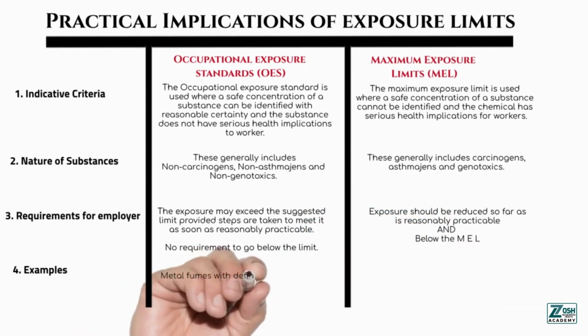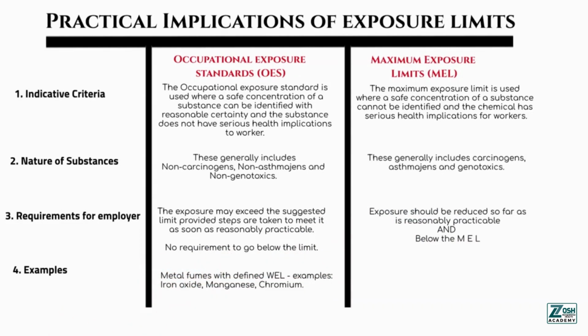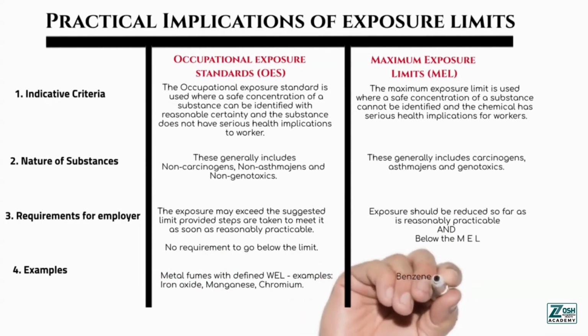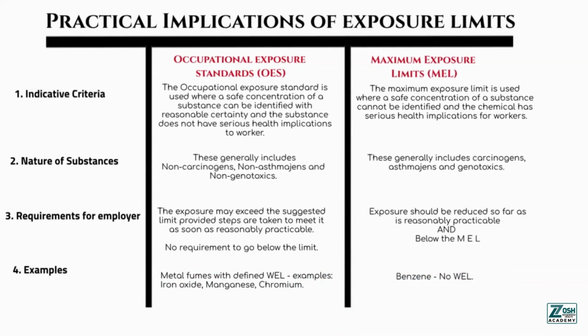Examples of occupational exposure standard include various metal fumes, for example iron oxide, manganese, chromium, as these have defined exposure limits. On the other hand, an example of maximum exposure limit may include benzene, where no WEL is set, and the advice to employers is to keep exposure as low as is reasonably practicable.